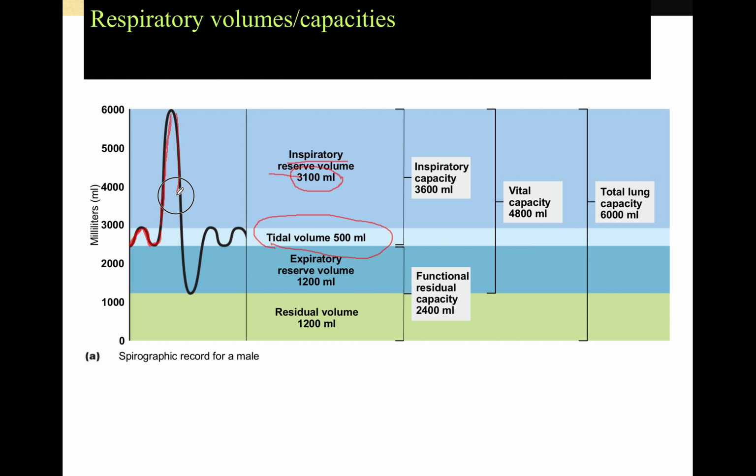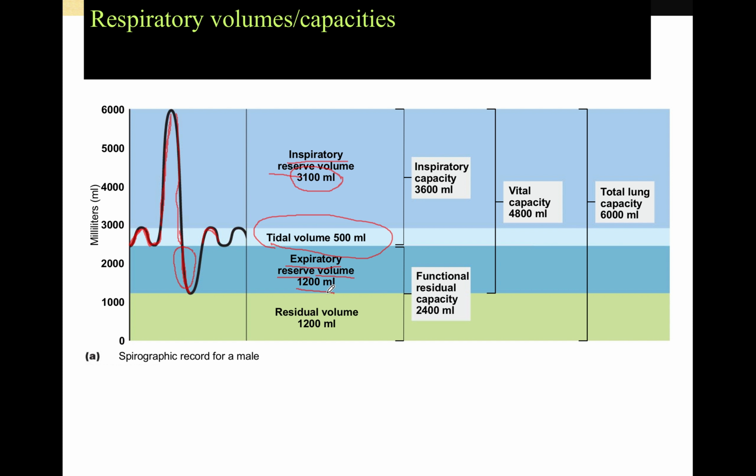Now you can exhale out. You can take a normal breath that you can see right here, and after your normal exhalation, you can continue to exhale, which means removing additional air that you would normally keep in your lungs. So this is the reserve that you're getting rid of through expiration. We refer to that as expiratory reserve volume, and it's about 1200 milliliters.